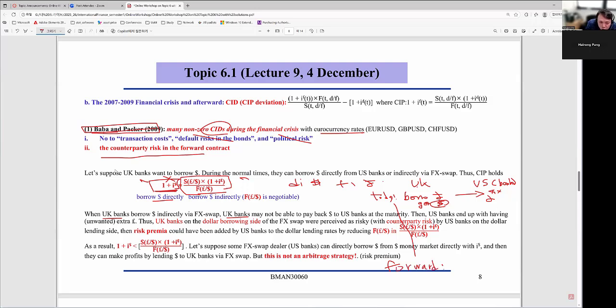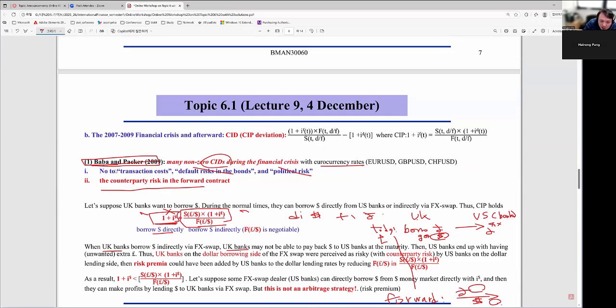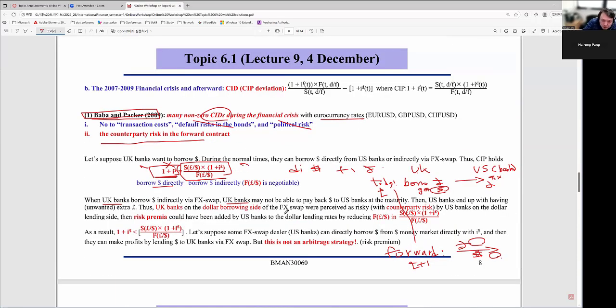And then they reverse that using the forward contract, which means after one period, so T plus one, they're going to give dollar back to the US bank or swap dealer, and they're going to get the pound amount. So this is how to borrow dollar using borrowing pound and using FX swap. And we can interpret this one as the dollar interest rate the UK company paid to the US after one period.